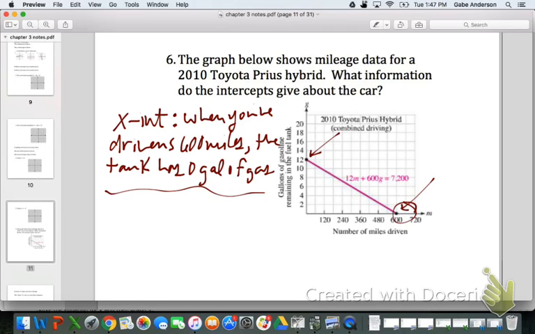Let's see if you can interpret the y-intercept. Please take a minute and write it down like I just did up here. Let's see what you get for an interpretation of that. Okay? So take a minute, write it down, get an answer or two from me in a second.